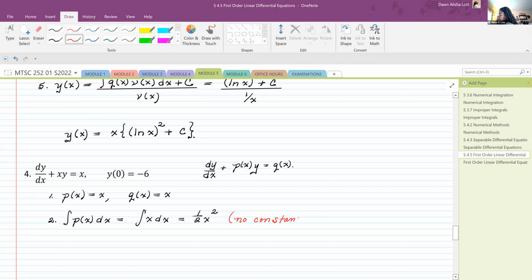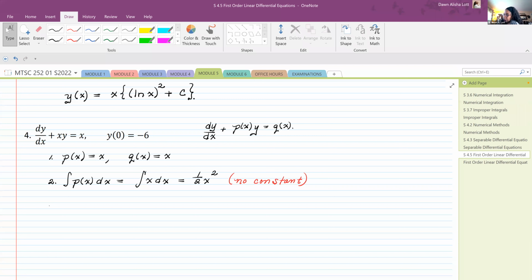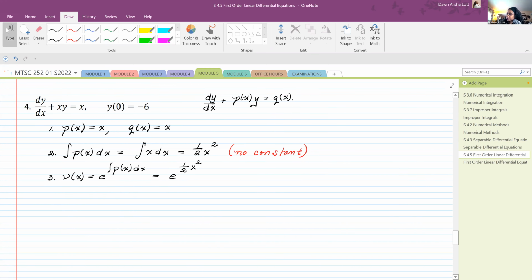Okay, good. All right, so now the next step is to find v. Well, that's just e to that integral. That'd be e to the x, and is that like 1? You've got to include the half. Oh, sorry. Yep, e to the 1/2 x squared. Okay, looking good to me. What do I do next?